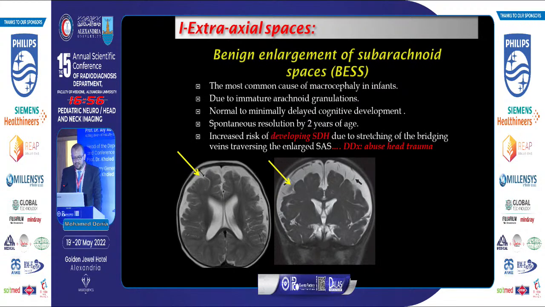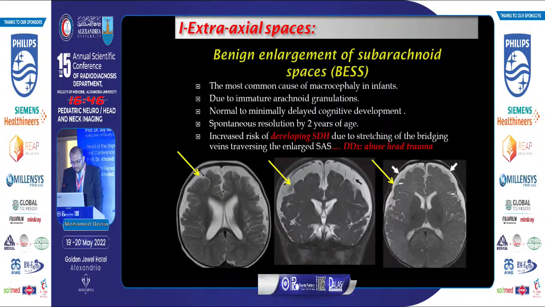There is an increased risk of developing subdural hematomas due to stretching of the bridging veins traversing the subarachnoid spaces. The main differential for this is the abusive head trauma. Here you can see bilateral subdural collection of near CSF density compressing the subarachnoid veins over the brain parenchyma.